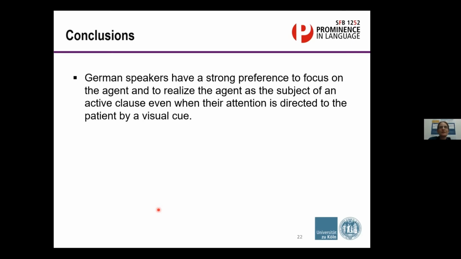German speakers have a strong preference to focus on the agent and to realize the agent as the subject of an active clause, even when their attention is directed to the patient by a visual cue.